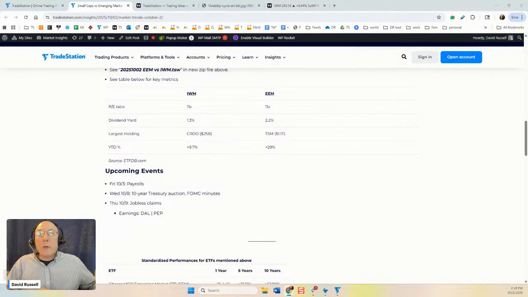All right. So, down here we have our upcoming events, but it looks like we're not going to have payrolls tomorrow because of the government shutdown. I think we're going to get the Treasury auction, and I would imagine we'll get the Fed minutes. The Treasury auction, I think they have to do to keep the government operating. But I think it's going to be important to watch. The last few Treasury auctions have not been good.